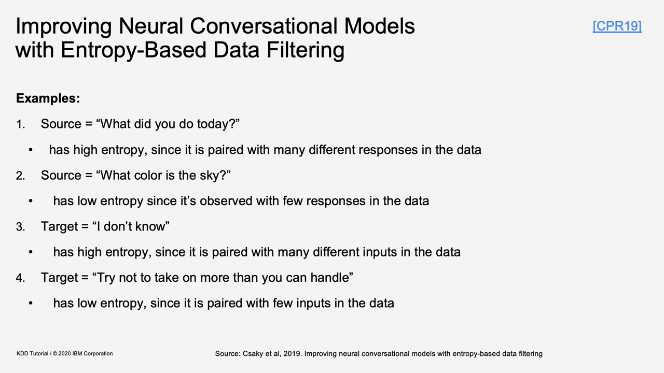Similarly, a target utterance such as "I don't know" has a high source entropy since it is paired with many different inputs in the data. On the other hand, a target utterance such as "try not to take on more than you can handle" has a low source entropy since it is paired with few valid inputs in the data. The authors perform several experiments to showcase the importance in the model performance on the list of custom metrics by filtering the generic utterances based on the calculated entropy. In this way, the authors showcase a simple approach to identify the presence of generic utterances in dialog datasets and provide a measure of the dataset quality.